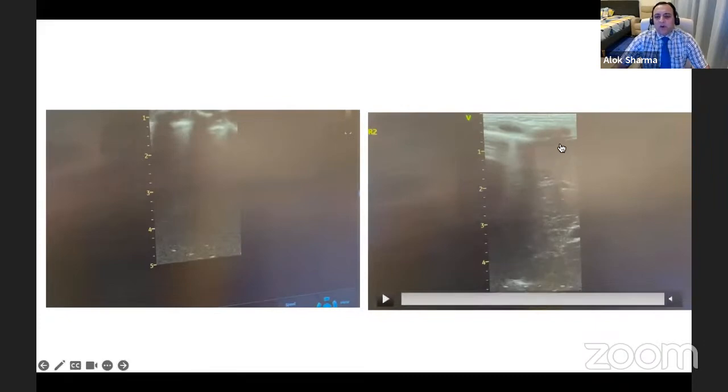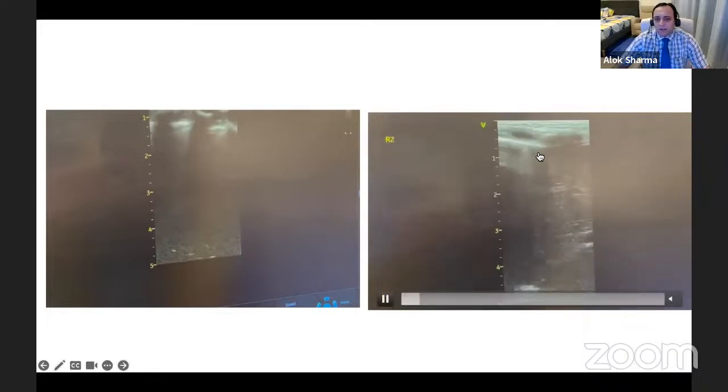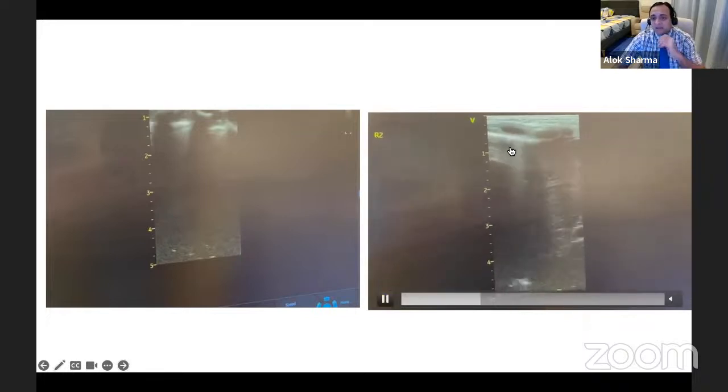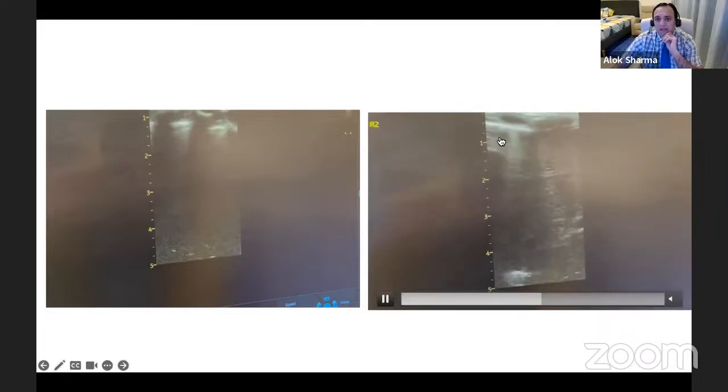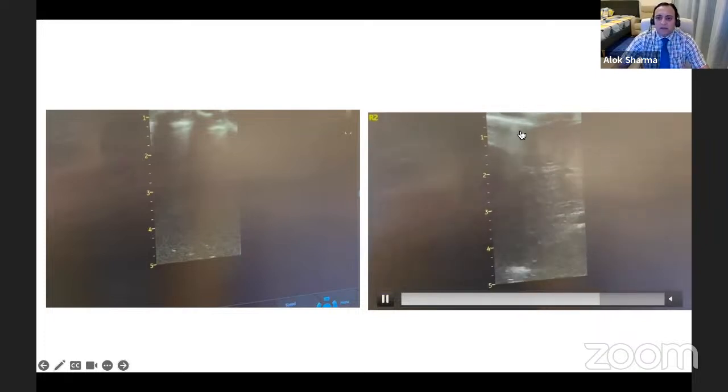When you go to the left side, at the top you have pleural lines, and then you've got an area which looks very dense. So that is a consolidation. Again, there's no irregularity or breakdown at the subpleural margin, but that is a subpleural consolidation. It's quite a large consolidation there with a few A-lines in between.